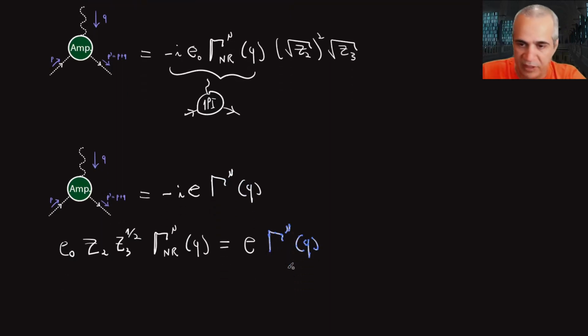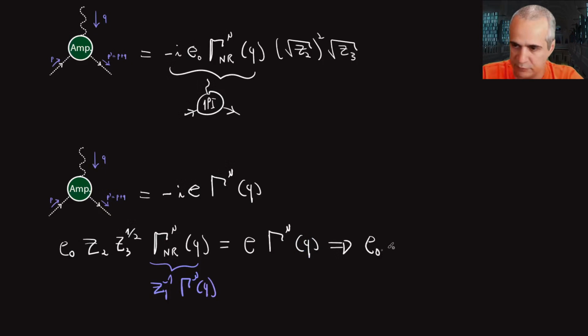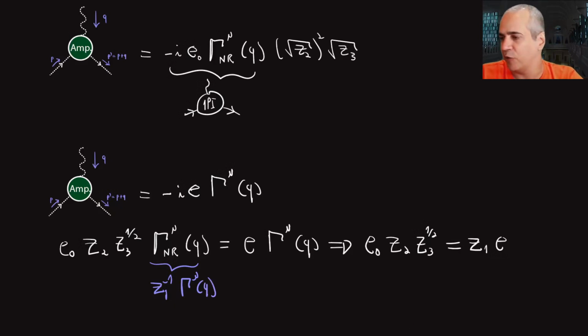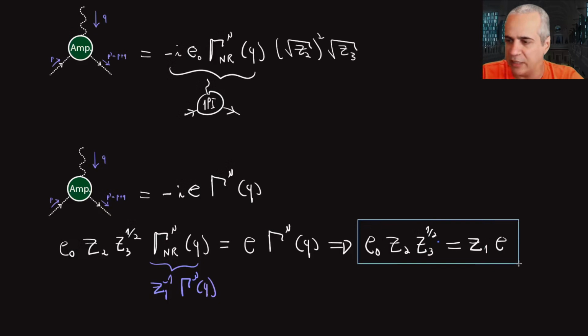But of course, with the definition of Z1 I used in this video, this is just Z1 to the minus 1 gamma mu of Q, which is the same function I have on the right side here, right? Which means that I need E0 times Z2 times Z3 to the power half, and I'll send this Z1 multiplying to the other side. It needs to be the same as Z1 times the physical charge here. And of course, if you have a good memory, you remember that this is the definition I used for Z1 last video, right? So they are equivalent, right?